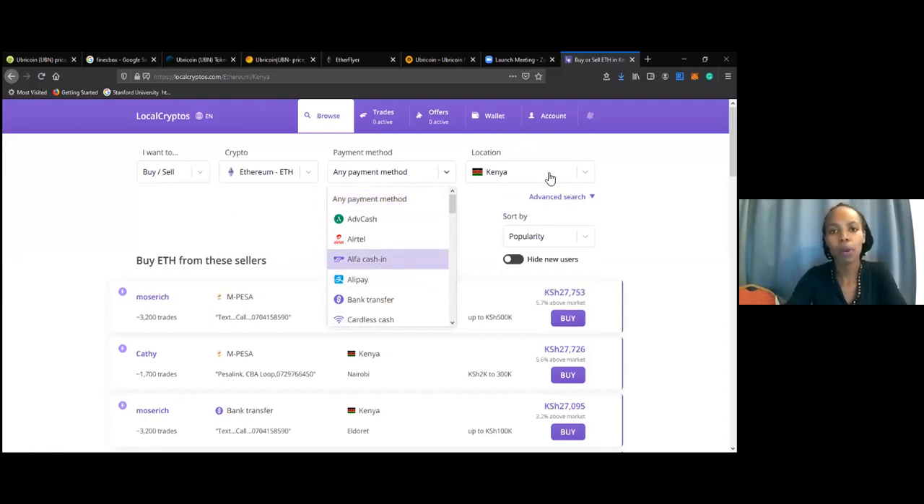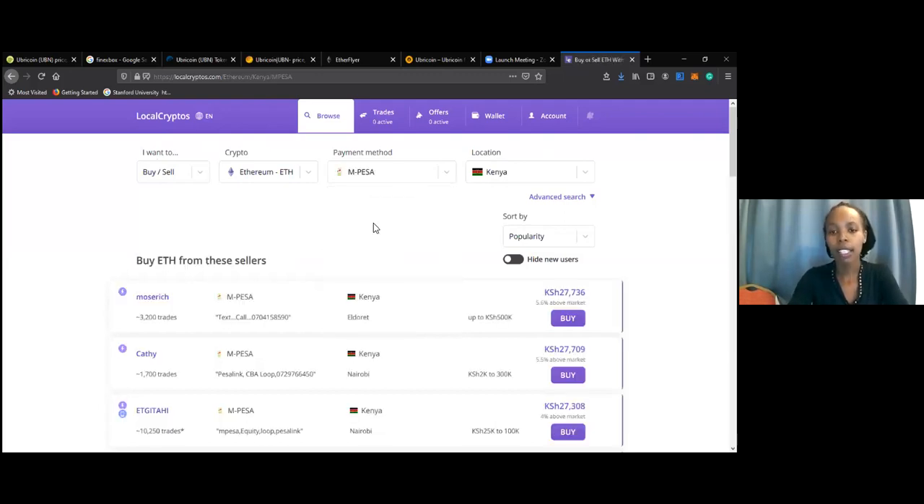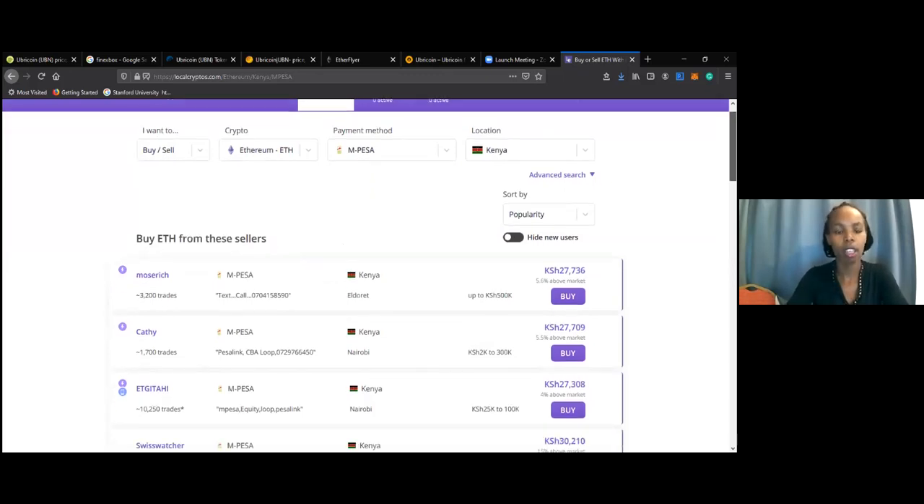So it doesn't matter where you are, because this website, localcryptos, is on the internet, it is in the cloud, so it doesn't limit where you're going to buy the ETH, so long as you have the right payment method. So I'm going to go with M-Pesa, and remember, you can also buy using M-Pesa. This is buying from people who are in Kenya, but it doesn't mean that you have to be in Kenya yourself. So if there is a way you can operate M-Pesa wherever you are, then that is good for you, and you can buy ETH using that M-Pesa.